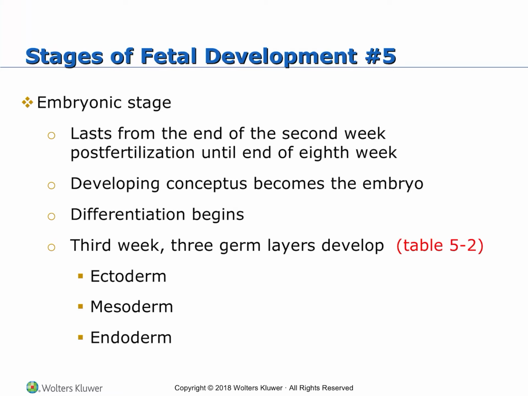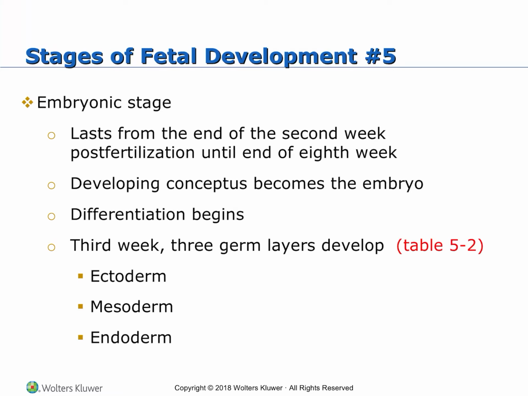Now moving into the embryonic stage. The embryonic stage lasts from the end of the 2nd week post-fertilization until the end of the 8th week. The developing conceptus becomes an embryo at this point. Differentiation begins. So this is when the cells of that embryo will multiply, and then the tissues begin to assume their specific functions. That's pretty amazing that this happens at such an early stage. In that 3rd week, those germ layers develop.